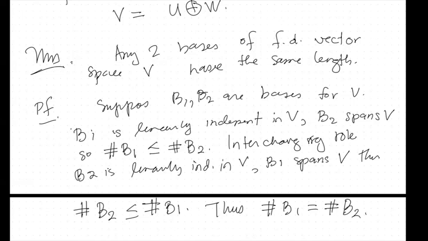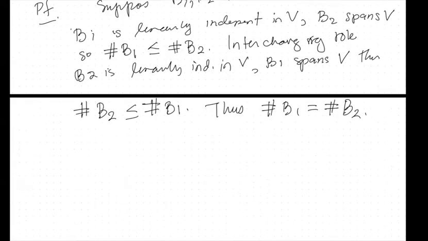Okay, we say cardinality or the length if we are referring to the list. If we are referring to a set of vectors, like B1, then we can refer to it as the number of elements or the cardinality. Because the list that we consider has no repeating element.